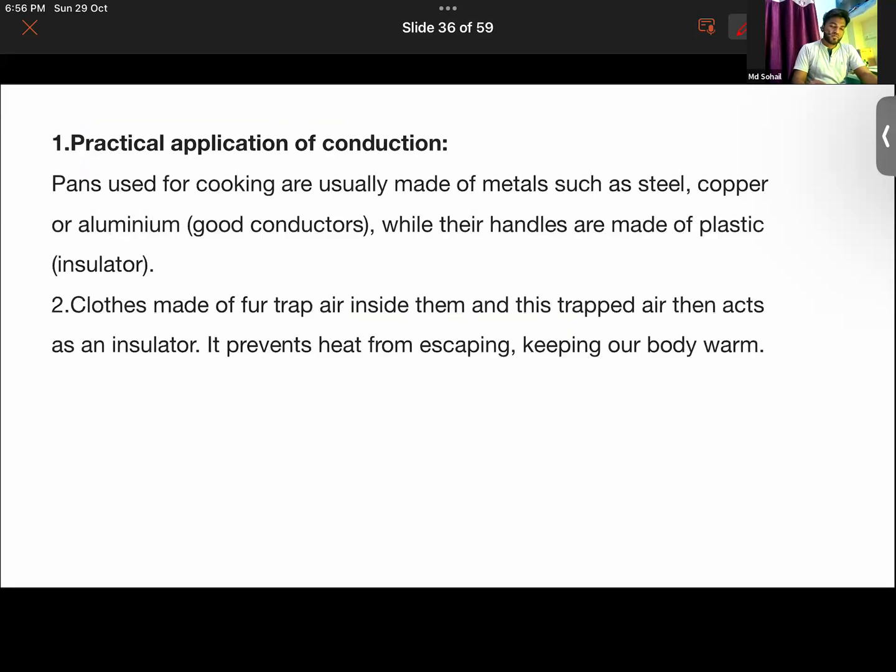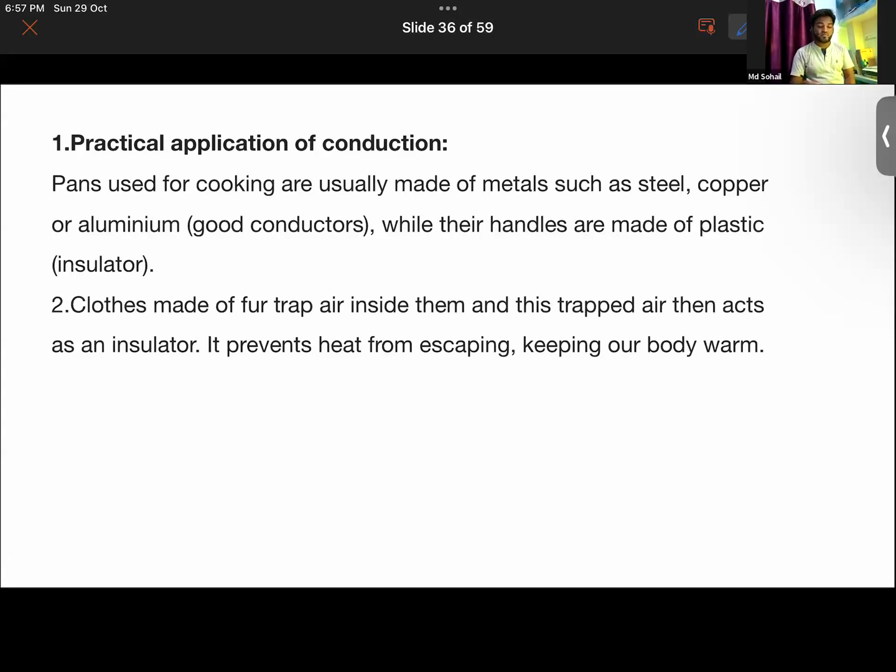Now moving on, we have some daily life applications of conduction. What are some of the applications of conduction we basically have? If you look at the pans that are used for cooking, they will be made of metals such as steel, copper, or aluminum, since they are good conductors. While the handles of these pans will be made of plastic, right?